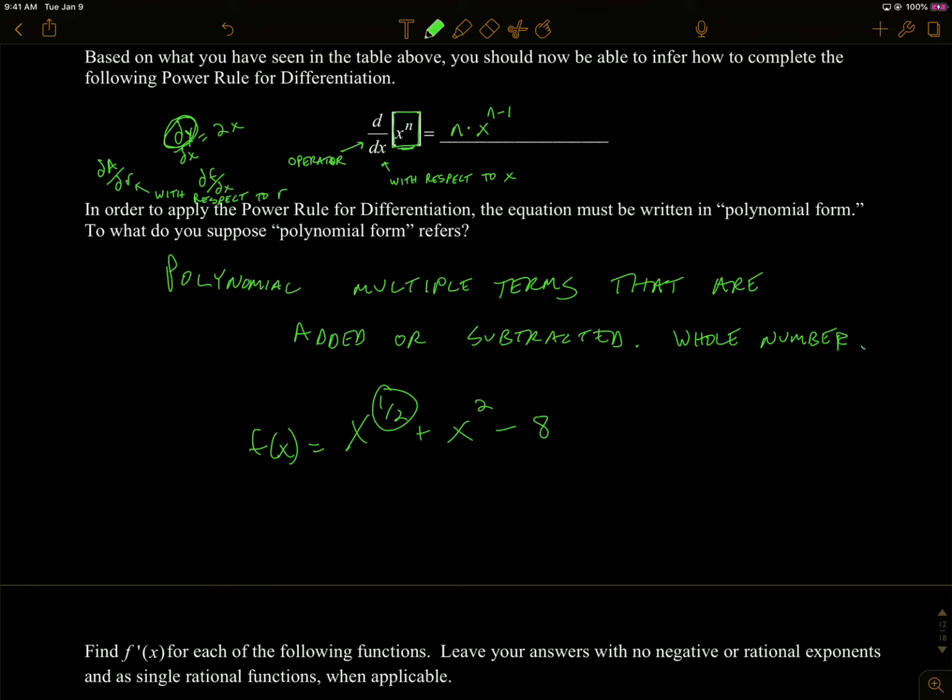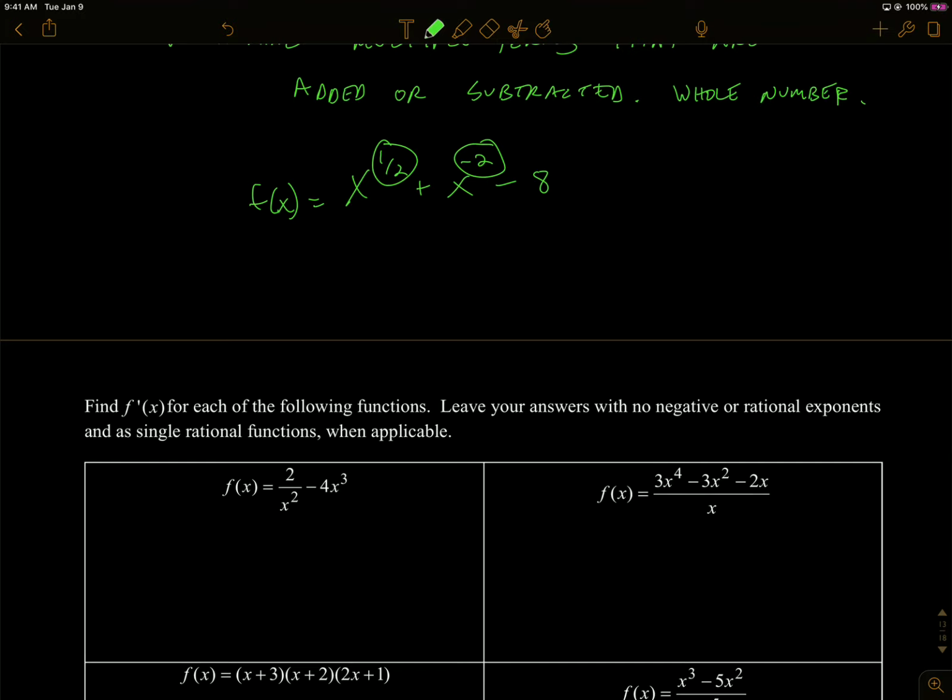So we can apply the power rule to fractional powers. If I made that a negative, that wouldn't be a polynomial. That would also make it not a polynomial. So we can apply the power rule to negative powers as well. So it's going to work for all real number powers.